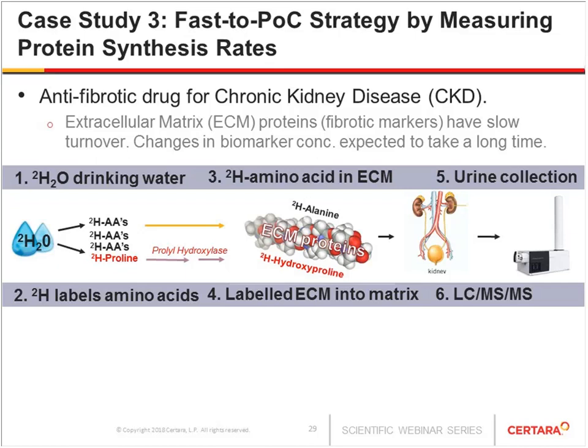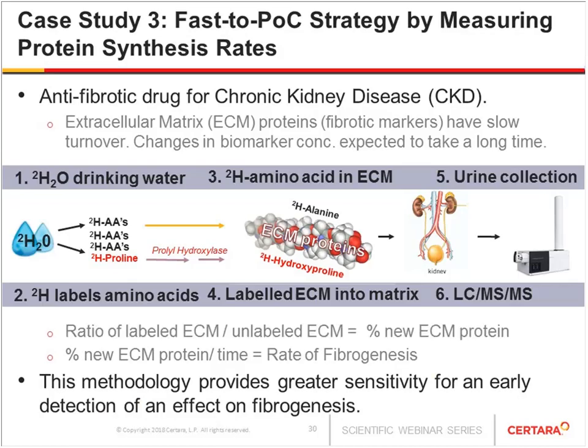Then by taking urine samples and making determinations of the tracer to tracee, again by doing the tracer kinetic measurements, we would be able to determine the percent new ECM protein, extracellular matrix protein. And by doing that, as I said, we were hoping that we would have greater sensitivity to see a change in those biomarkers much faster than that which we have seen if we had measured total concentrations, which, as we said, those biomarkers had a slow turnover. And at the same time, when we measure concentrations, we are measuring the total amounts, that is new material as well as the old material that is still circulating around.